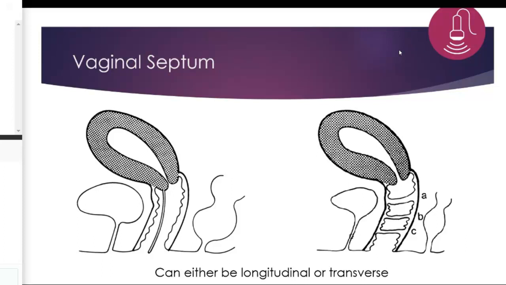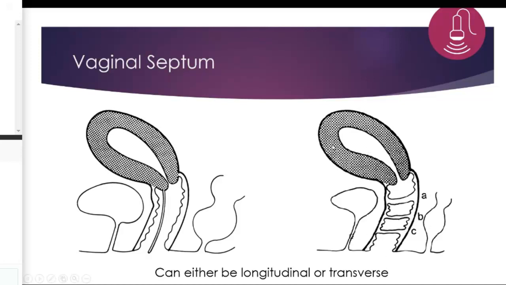So if we remember from embryology and the development of the female genitourinary system, we know that the uterus and vagina come from those Mullerian ducts that fuse together. So a septum in the vagina can either be longitudinal or transverse. So this would be a longitudinal septum. So it almost looks like there are two vaginal canals here. And then a transverse septum goes across this way, so blocking the exit.